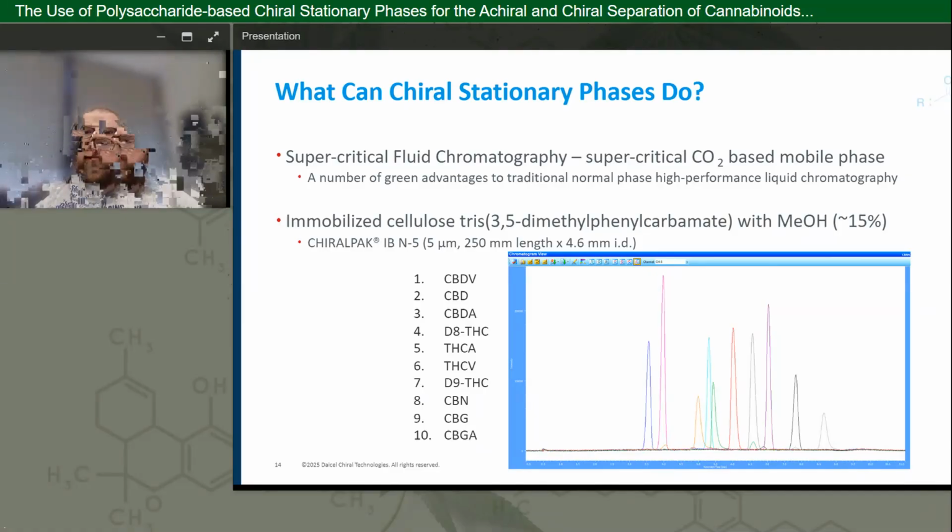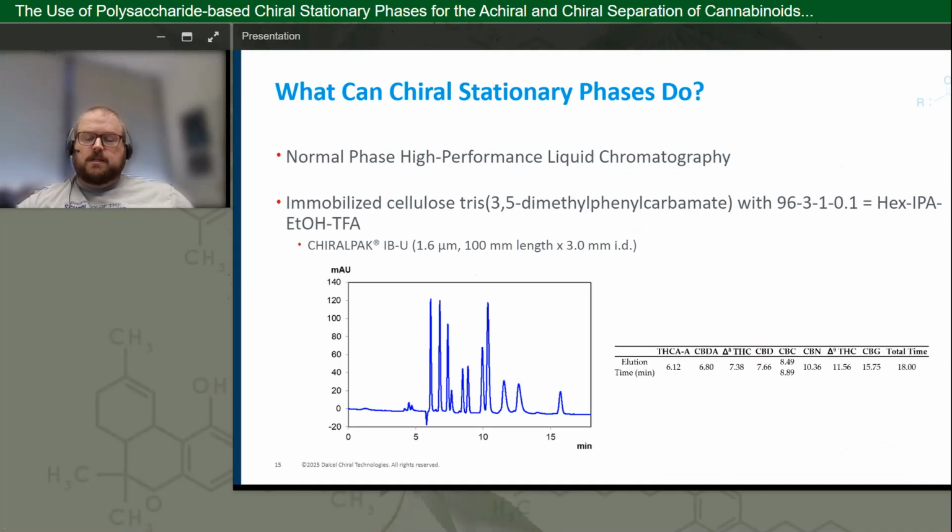The pair to pay attention to at the time was peak number 2, which was CBD, and peak number 7, which was D9, delta 9 THC. This gives quite a very nice separation of those two peaks, and obviously then good quantification of THC, which was the important one at that moment.